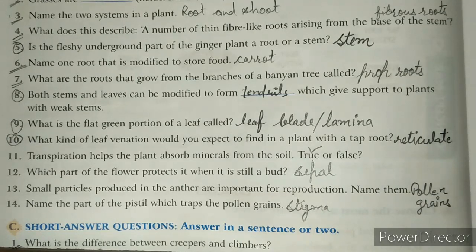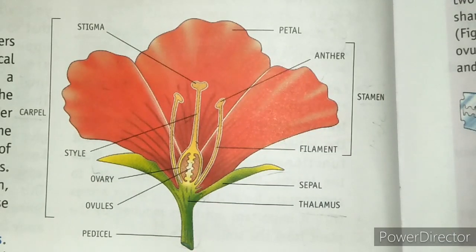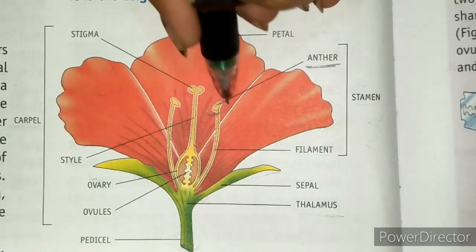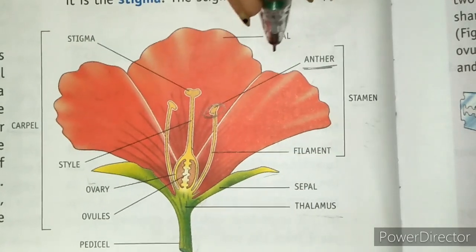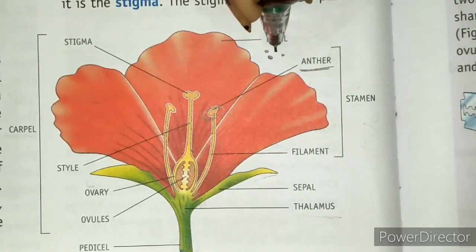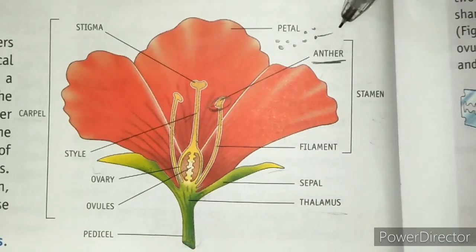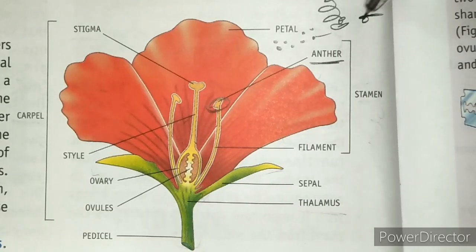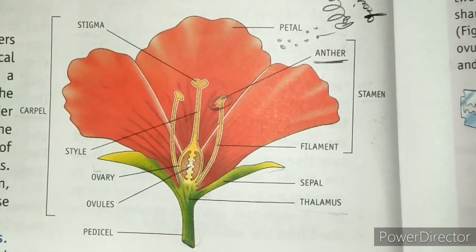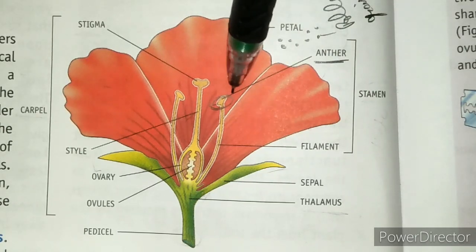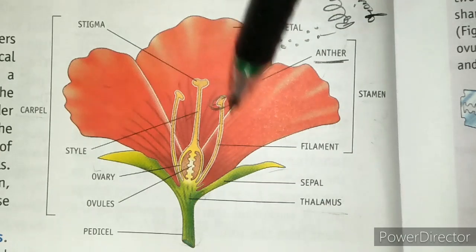So let me clear both these 13th and 14th questions. Let's understand about the 13th and 14th questions. First of all, look at this anther. This portion has small structures. These are small particles and they are known as pollen grains. What do we call them? Pollen grains. So the 13th question is clear. These are present in the anther of the stamen.